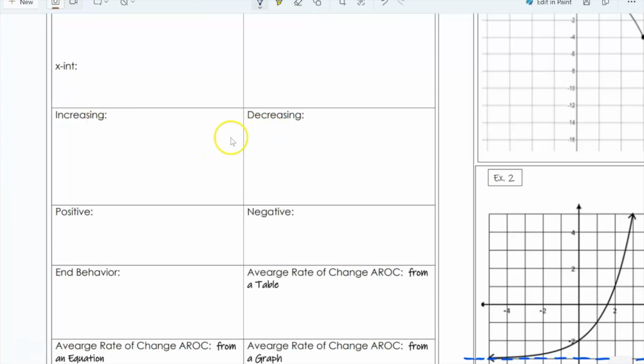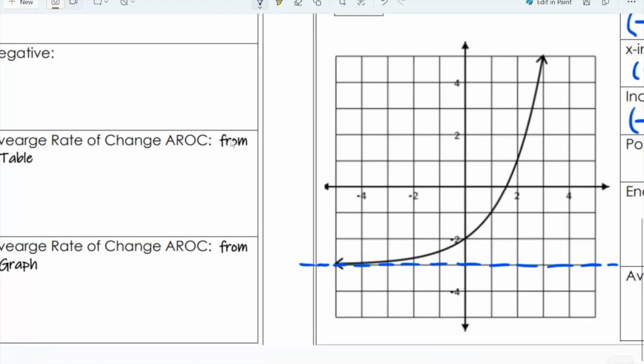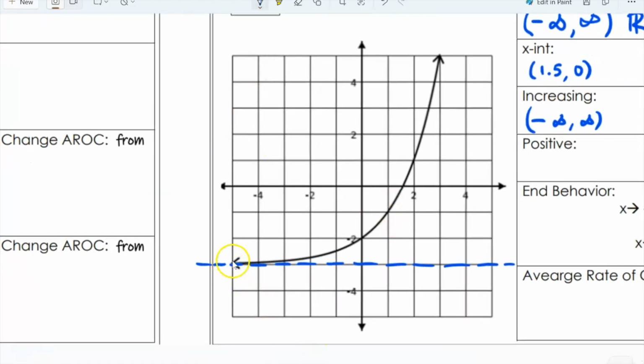And by the way, when you're writing increasing and decreasing, even though you're looking at what is happening on the y, so you see the y is going up, you're writing your answers in terms of x. So from -infinity to +infinity, the graph is going up. You see how I said that? From -infinity on the x to +infinity on the x, the graph is going up.